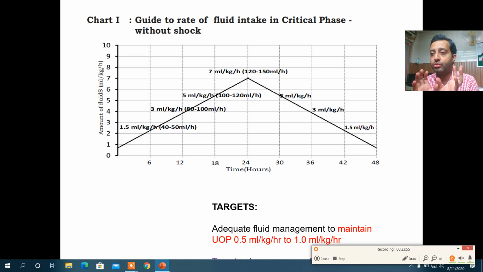But you have to check your treatment targets hourly. अगर उस पेशेंट का यूरिन आउटपुट 0.5 से फॉल करता है, आप इस फ्लूइड को अगले घंटे में बढ़ा दें, इसको 2 ml per kg per hour कर दें, 3 से कर दें, 4 से कर दें. अगर उसका यूरिन आउटपुट 1 से बढ़ रहा है, तो आपने फ्लूइड की इन्फ्यूजन रेट को स्लो करना है.